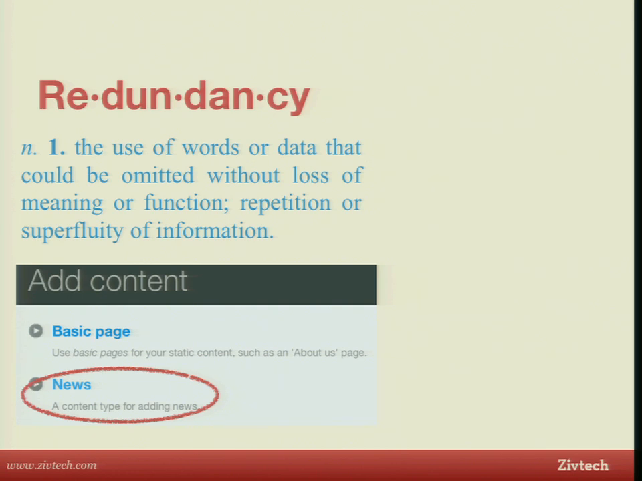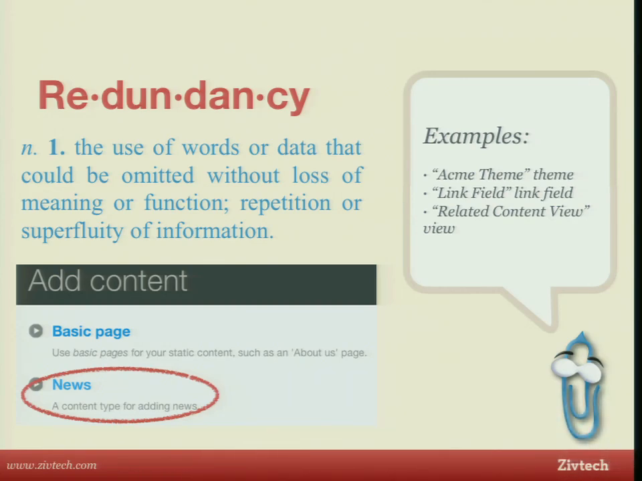Redundancy. Don't bother adding things that don't add any meaning, right? They are just meaningless. So an example is news, a content type for adding news. Sometimes some of my advice for people is always put in that description text when you're adding a content type because that will be consistent. All the other ones have description text. Make sure yours does too. But that doesn't mean just put in some words in there that make a description text. Make sure it has some actual purpose to it.